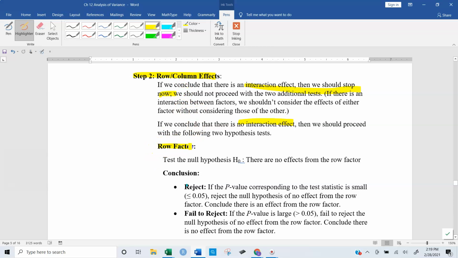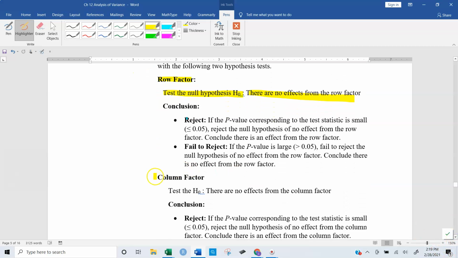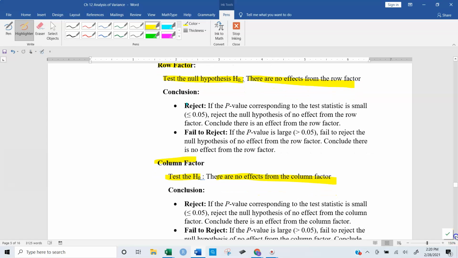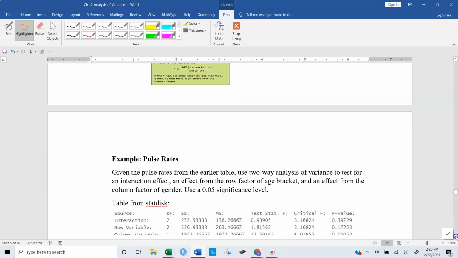Okay, row factor. Test the null hypothesis: there is no effect from the row factor. The same is true for the column factor. The null is there are no effects from the column factor. And we reject again when the p-values are low.